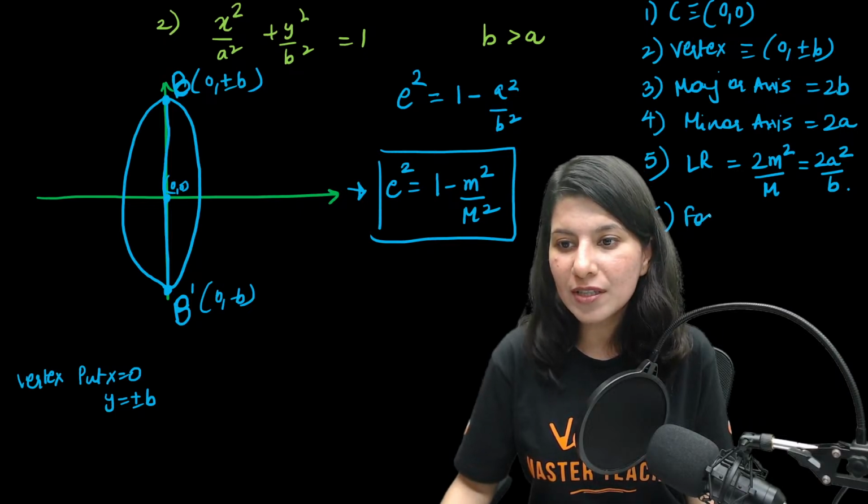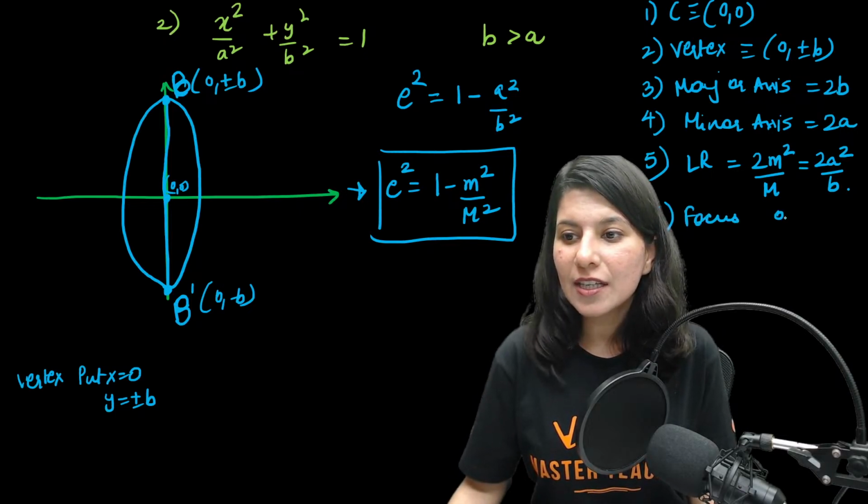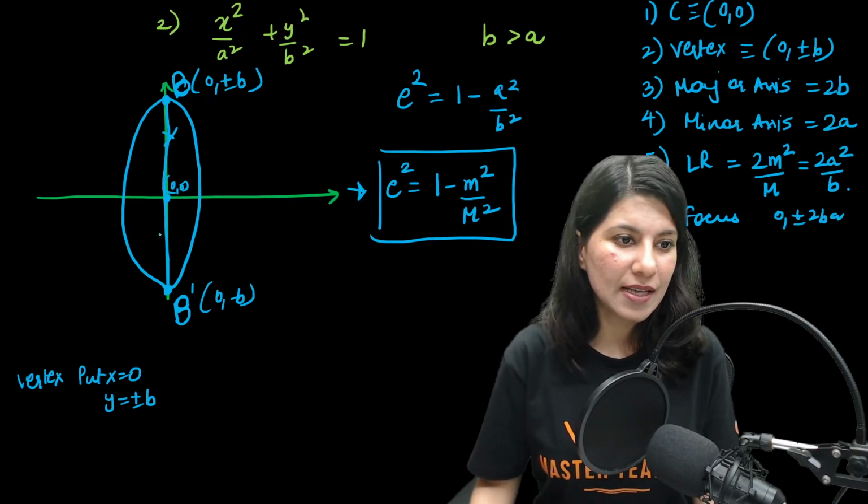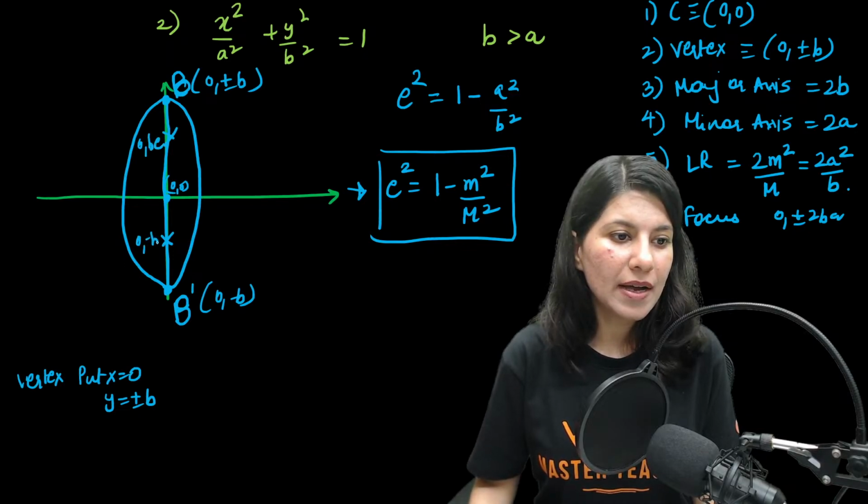Focus, tell me focus. So, focus is 0, plus minus 2be. So, focus will be this and this. So, 0, be and 0, minus be.